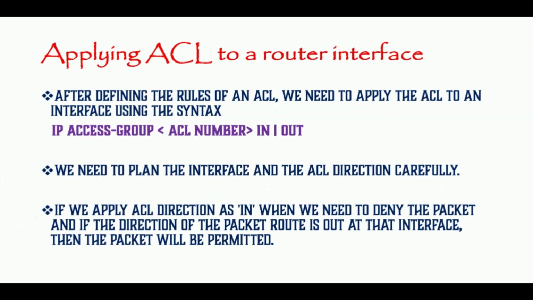Applying ACL to a router interface. After defining the rules of an ACL, we need to apply the ACL to an interface using the syntax: ip access-group ACL number in or out. We need to plan the interface and the ACL direction carefully. If we apply the ACL direction as in when we need to deny the packet, and the direction of the packet route is out at that interface, then the packet will be permitted.